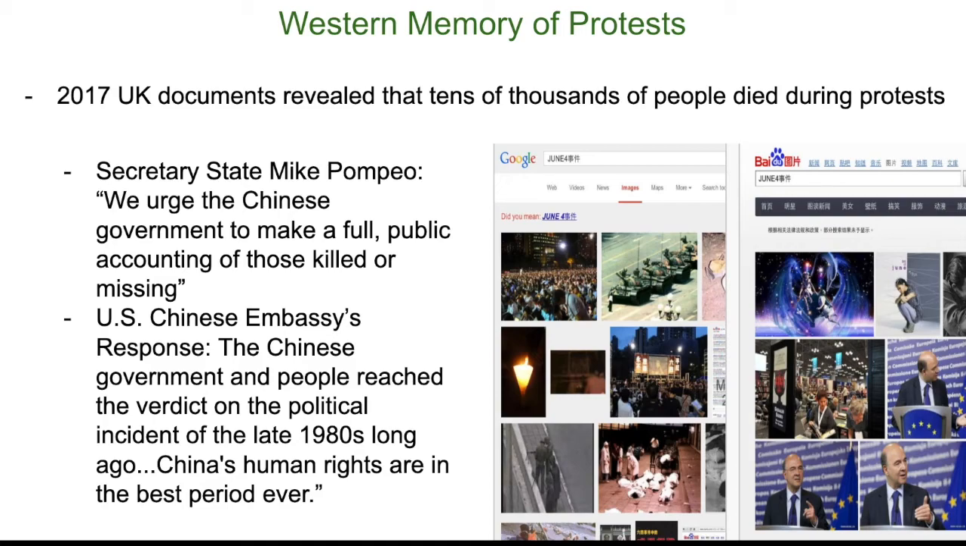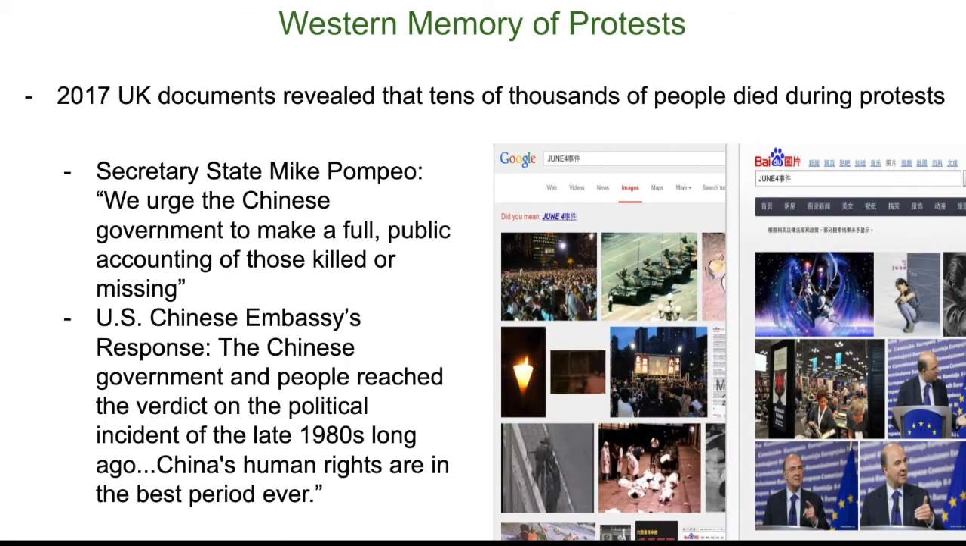And he said, quote, "We urge the Chinese government to make a full public accounting of those killed or missing to give comfort to the many victims of this dark chapter of history." And the Chinese embassy in DC called Pompeo's comments an affront to the Chinese people and a serious violation of international law. And they also said that the Chinese government reached the verdict on this event a long time ago, and China's human rights are in the best period ever.